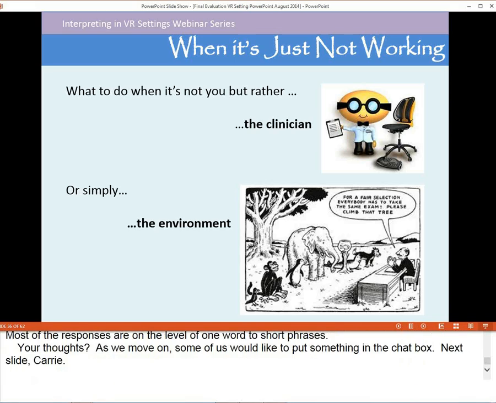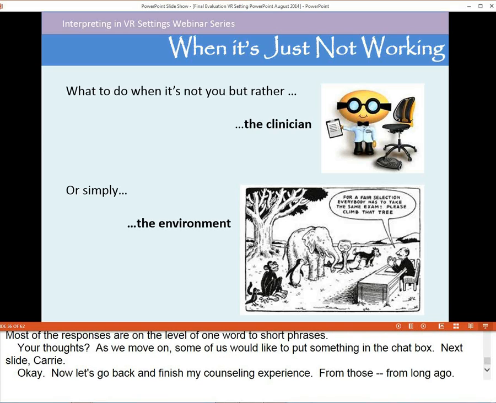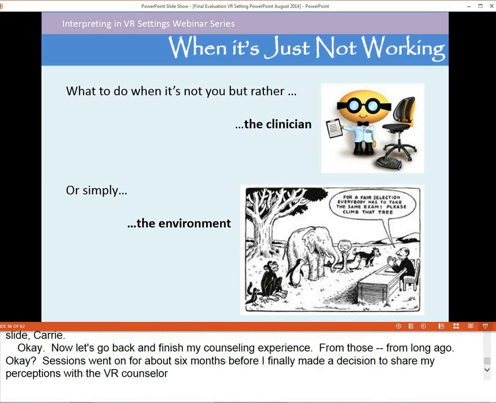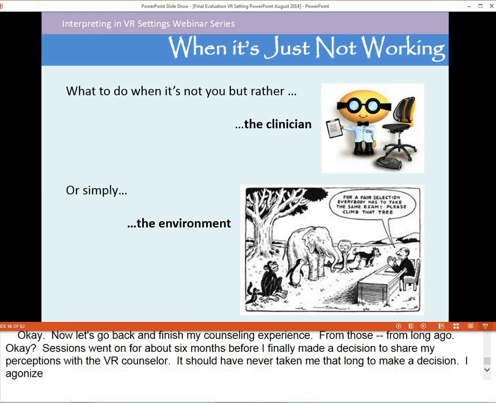Okay. Now let's go back and finish my counseling experience from long ago. Sessions went on for about 6 months before I finally made a decision to share my perceptions with the VR counselor. It should have never taken me that long to make a decision, as I agonized over where my interpreter boundaries lay. Again, in my defense, not that I need to be defended, this was solidly happening in the era of the conduit interpreter.